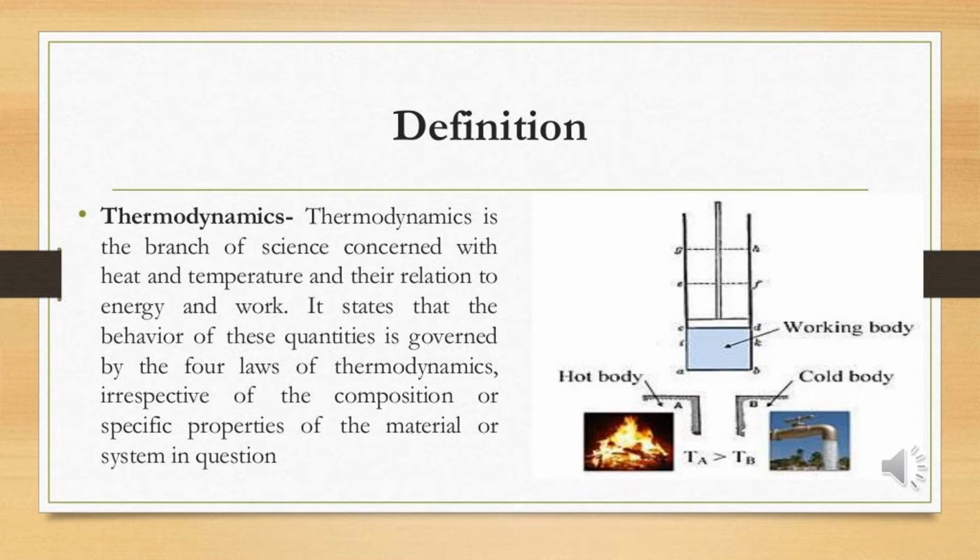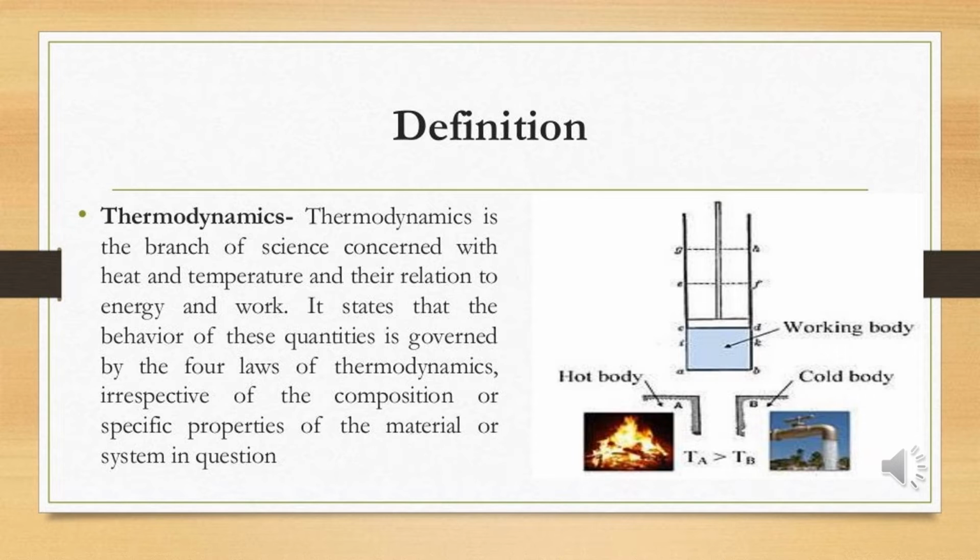This holds irrespective of the compositions or specific properties of the material or system in question. So here there is a piston, and there is a hot body and a cold body. The hot body is always greater than the cold body, that is TA is greater than TB.